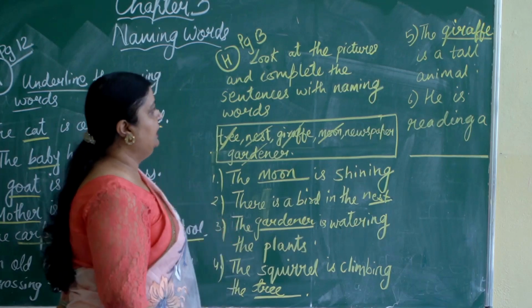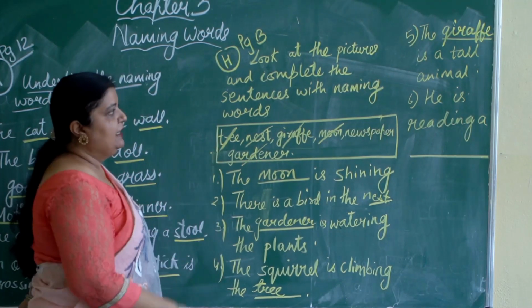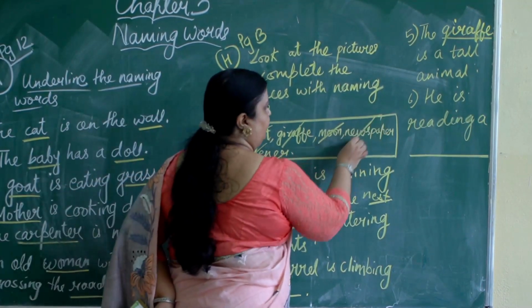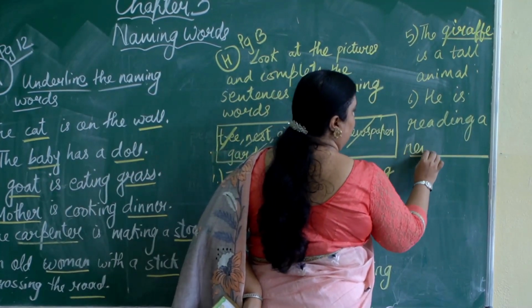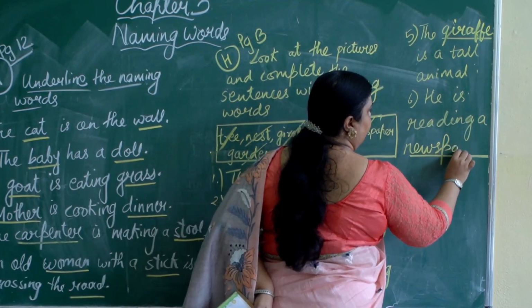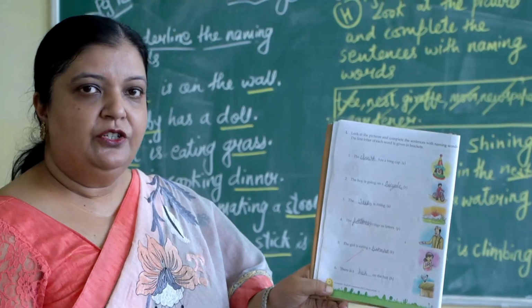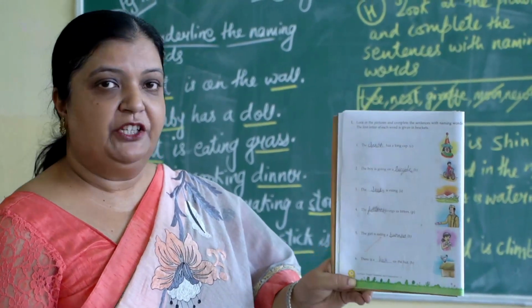Then the last one. Now see, only one is left. The last one, he is reading a newspaper. The picture is there. A man is reading a newspaper. You will write the newspaper. Now children, the last exercise is found on page 14.